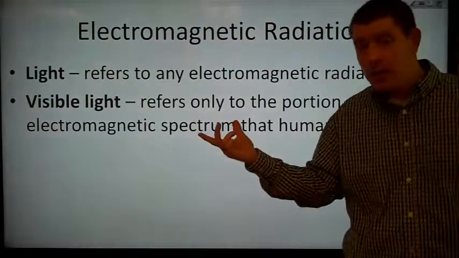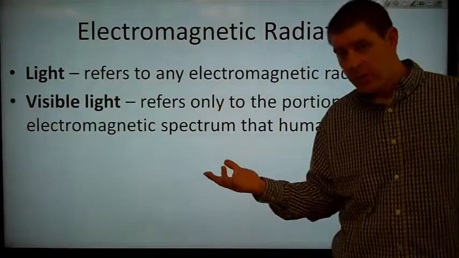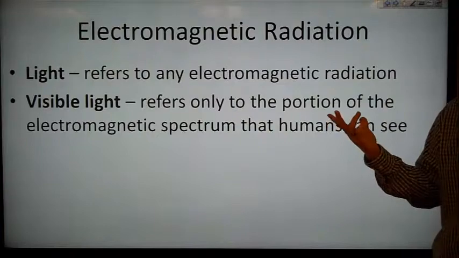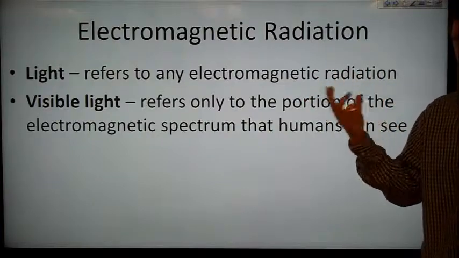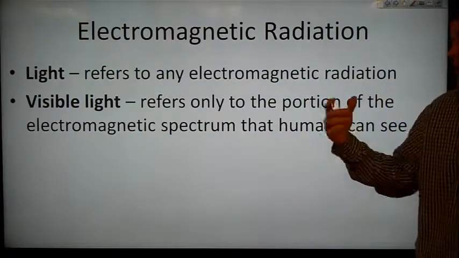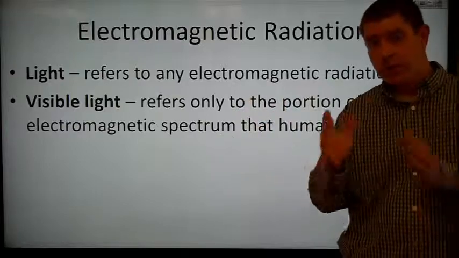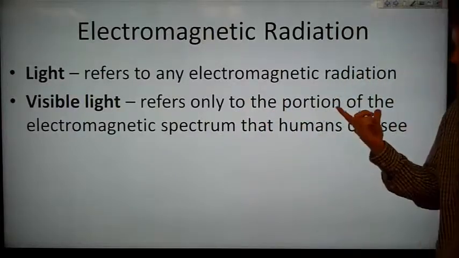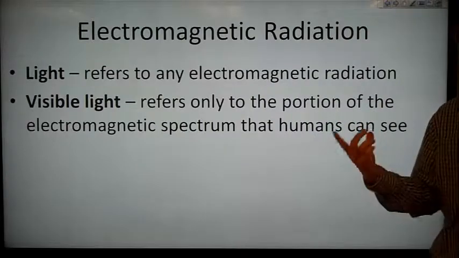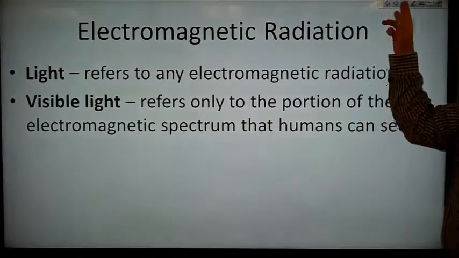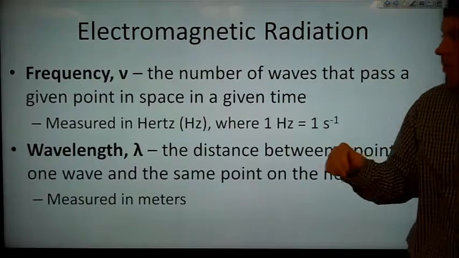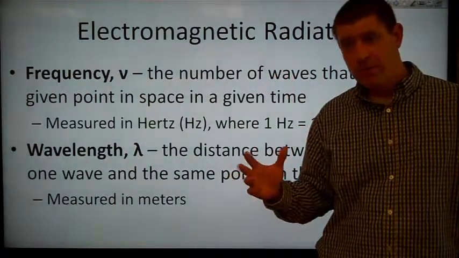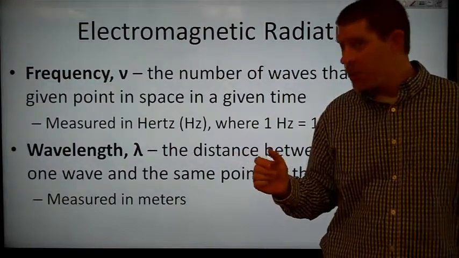So light is different from visible light. Light means any electromagnetic radiation. So all electromagnetic radiation is light. Now visible light refers to just a very narrow portion, just a very specific portion of the spectrum that's only the portion that humans can see. So light is a wave, but it's also kind of a particle too.